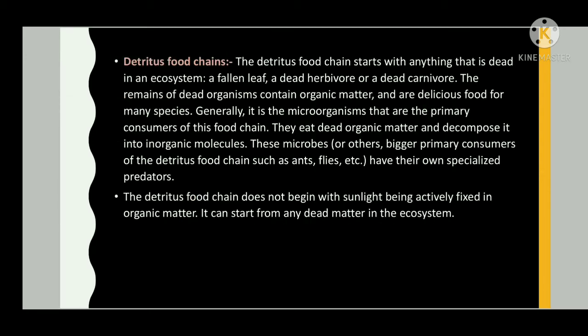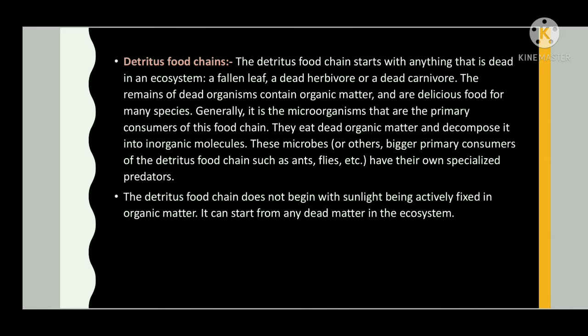Detritus food chain. The detritus food chain starts with anything that is dead in an ecosystem, a fallen leaf, a dead herbivore, or a dead carnivore. The remains of dead organisms contain organic matter and are delicious food for many species. Generally, it is the microorganisms that are the primary consumers of this food chain. They eat dead organic matter and decompose it into inorganic molecules.